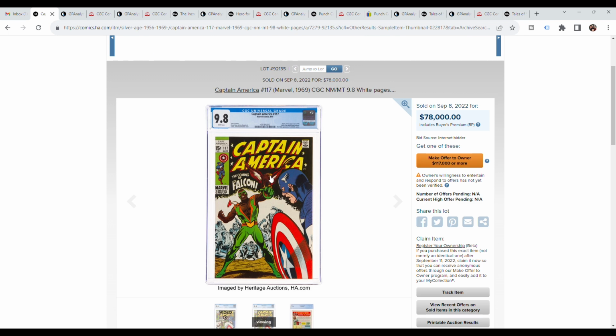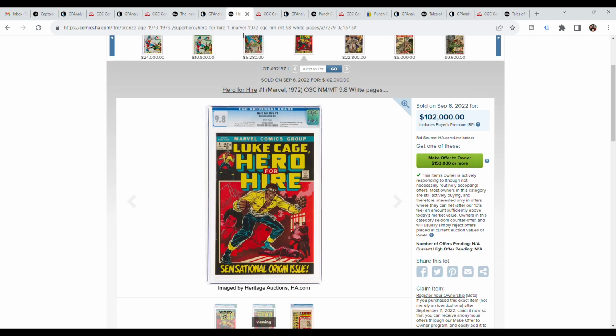Whereas this book, we already know Sam Wilson is Captain America. We already know he's coming in New World Order. And people just aren't that excited about it. Whereas not knowing what's coming next with Luke Cage, the possibilities are so great that people are FOMOing for this book. I think that this sale will definitely have trickle-down effects for the other grades.